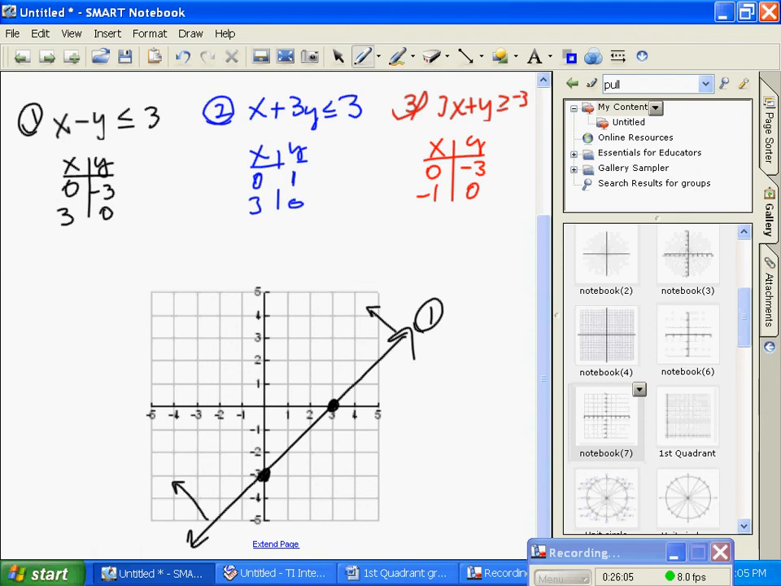In blue, I have (0, 1) and (3, 0), and I graph that one. Kind of missed my point, but that'll be alright. And then I have (0, -3) and (-1, 0). Oh, that's pretty bad. Try again.